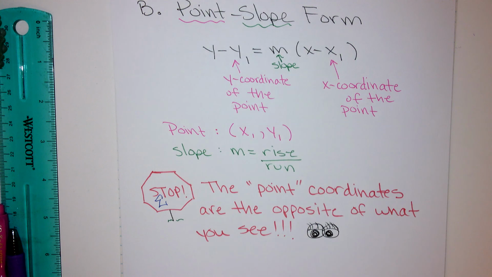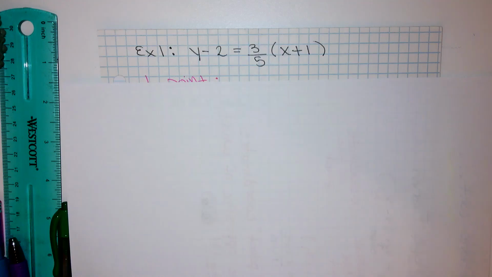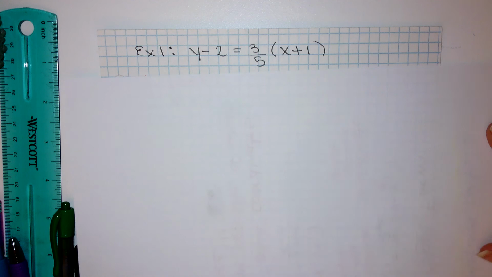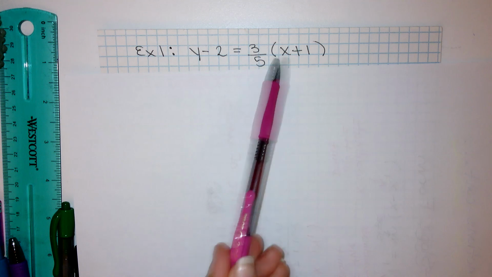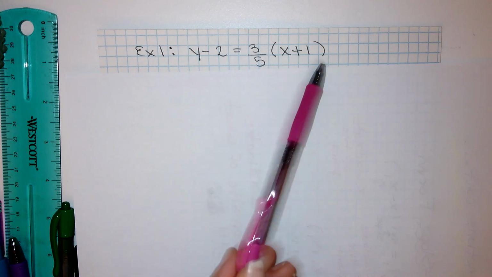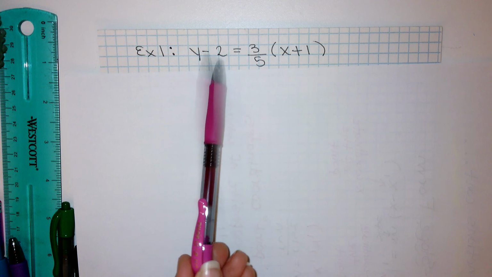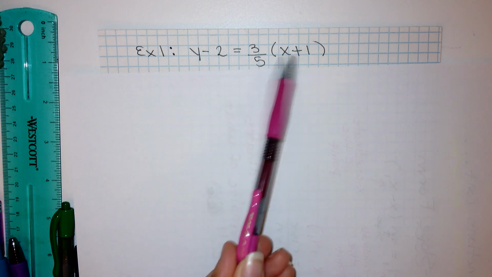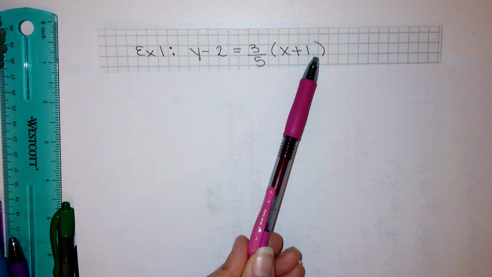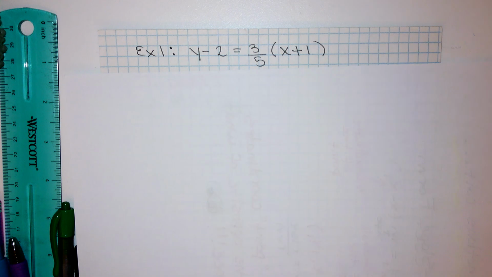Let's go ahead and do some examples and take a look. I'm using graph paper again just to keep it looking nice. Example 1, we've got y minus 2 equals 3/5 times the quantity x plus 1. This is our form y minus y1 equals m times the quantity x minus x1. So this is definitely point slope form.